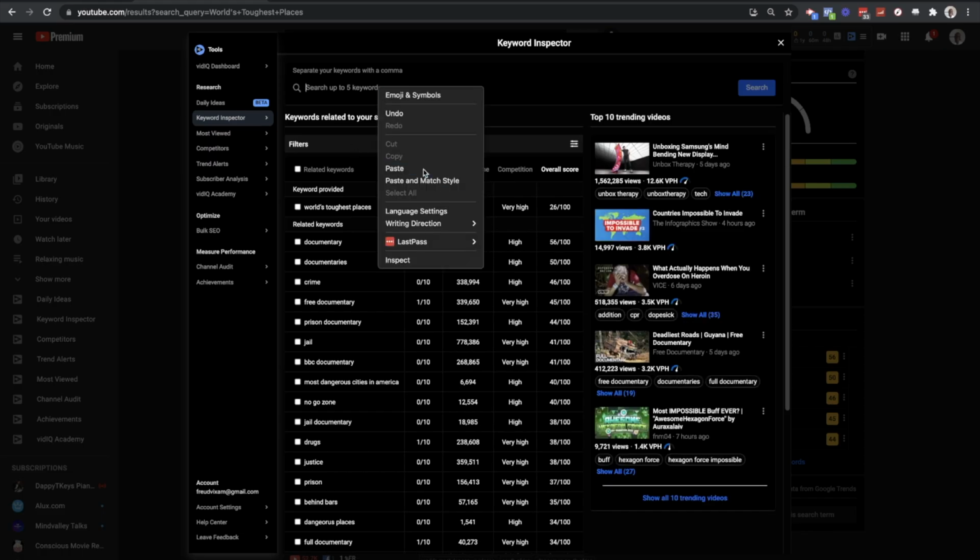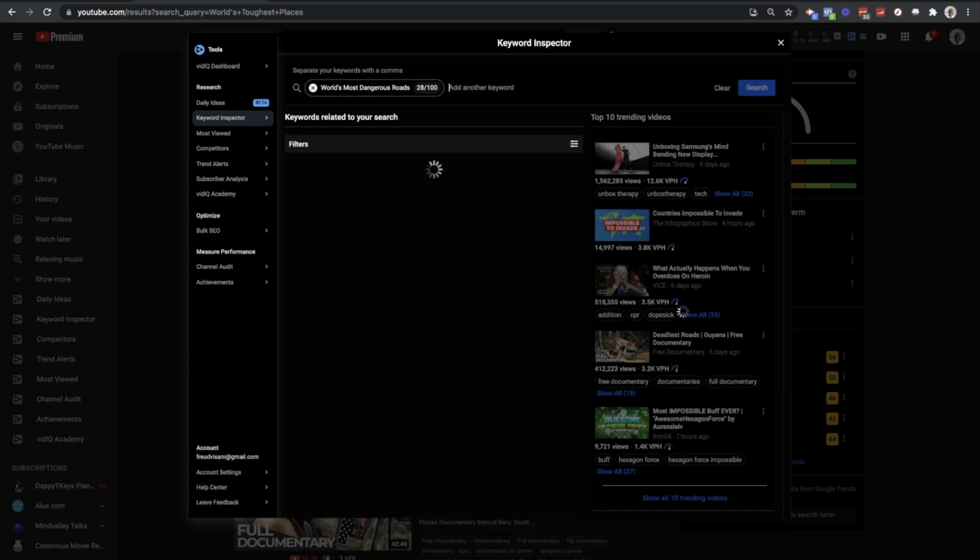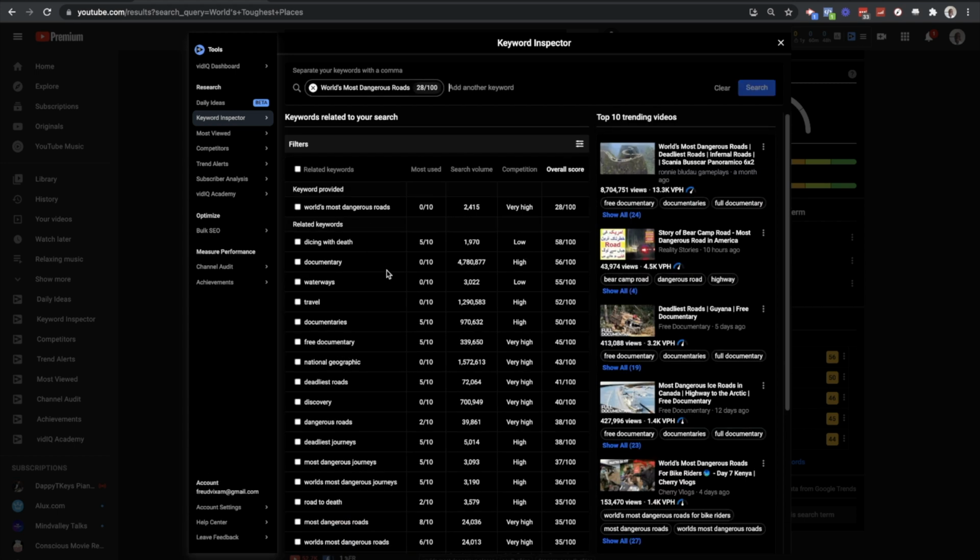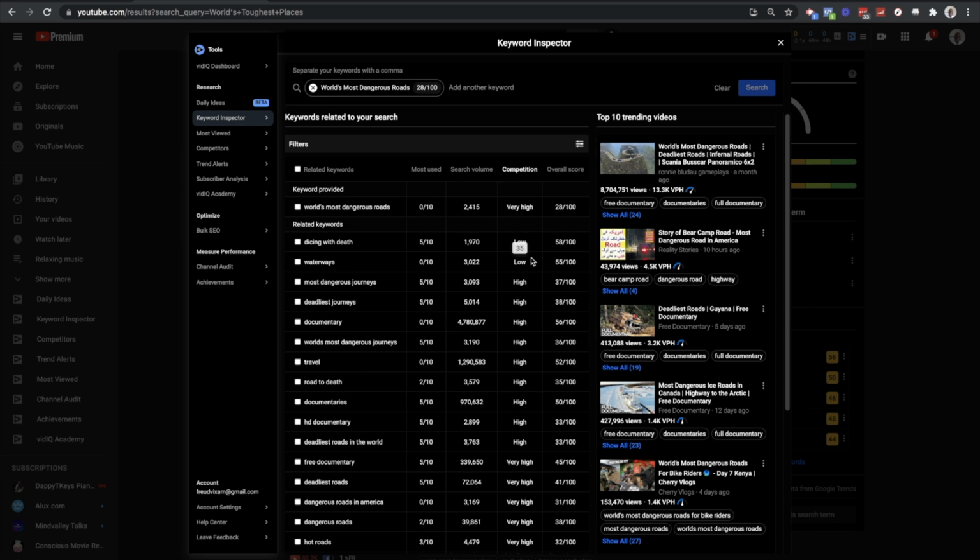So we're gonna paste it. Click competition, make sure you always filter it to very low and see if we have any related keyword that are low or very low that have at least 3,000 search volume. Deadliest Journey, but that's high.